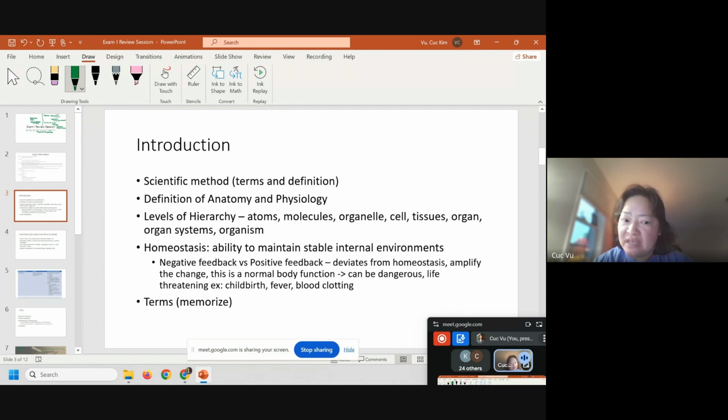Make sure you know the levels of hierarchy. What's the smallest to what's the largest? One of your exam questions that might pop up is, what is the smallest living structure? What would you say? An atom. No, ma'am.